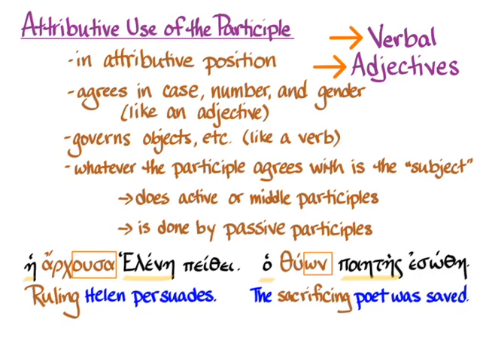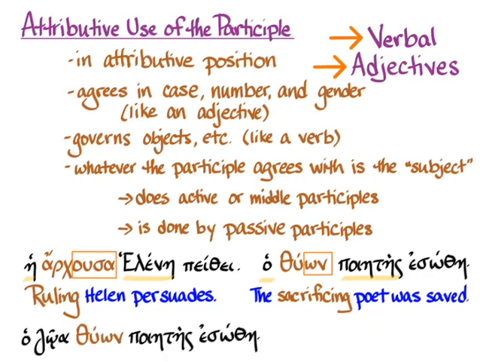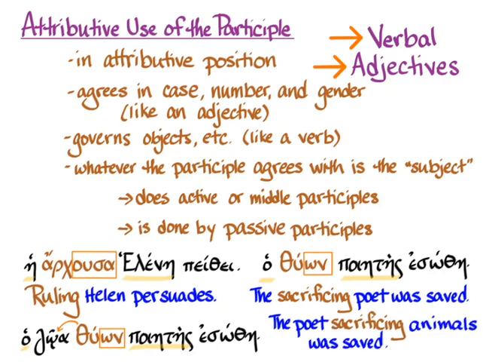And then in their verbal aspect, of course, they can still have objects. So, for instance, ha zoa thuon poietes esothe. The poet has thuon in attributive position. It's an attributive participle. And thuon there agrees in case, number, and gender with poietes. But it also has a direct object because it's a verb form as well, and it has a direct object, zoa. And so we have: the poet sacrificing animals was saved.